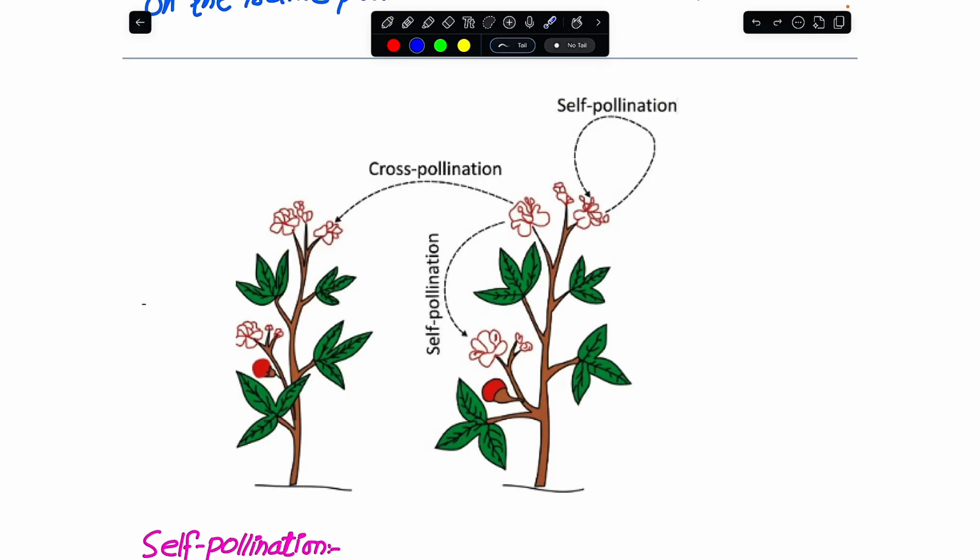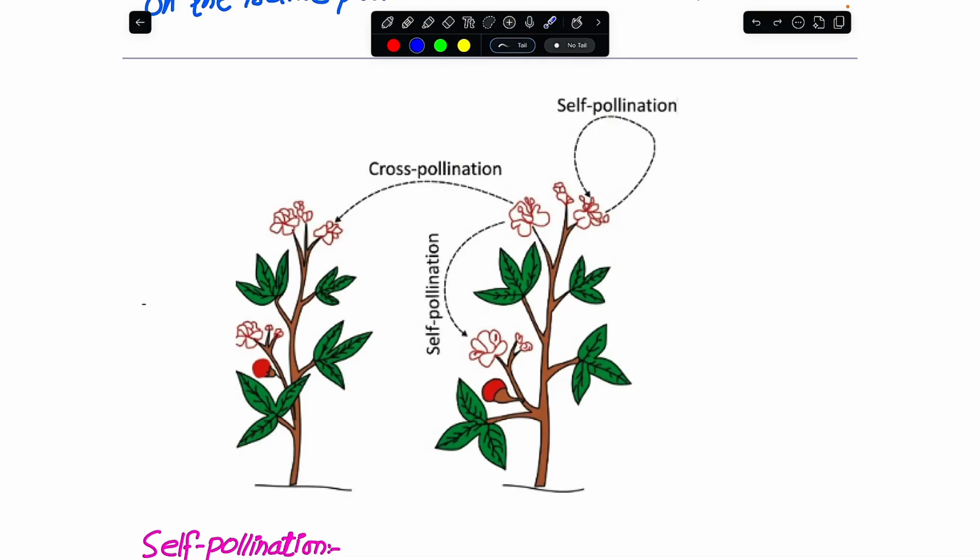So if I were to summarize, if the pollen grain goes from here to here, this is self-pollination. If they go from here to here, this is again self-pollination. But if they are transferred from here to here, owing to the fact that we have two different plants, different flowers, but of the same species, this would be cross-pollination.